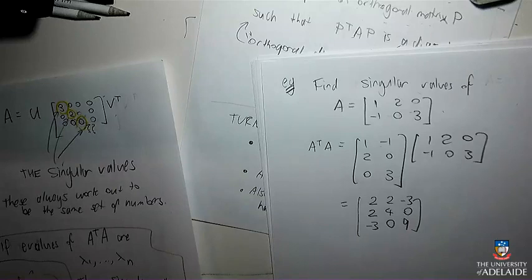So actually, technically, I could have just known what these two were without calculating it because I already knew what these two were. A transpose A will always be a symmetric matrix. And a symmetric matrix is nice because the eigenvalues of a symmetric matrix are always real.